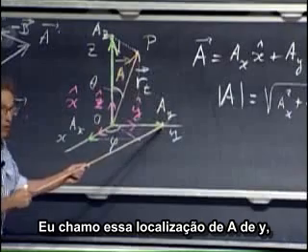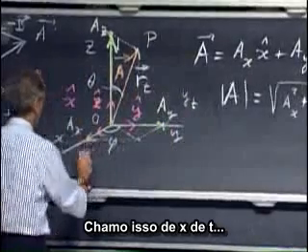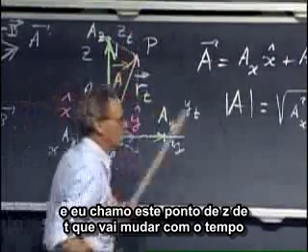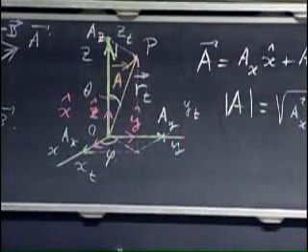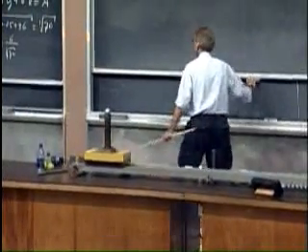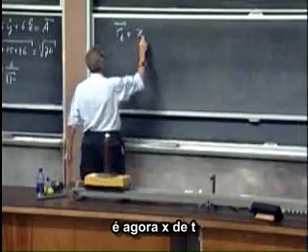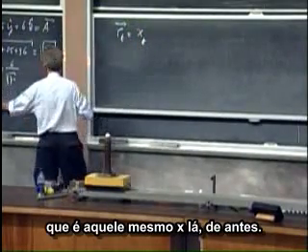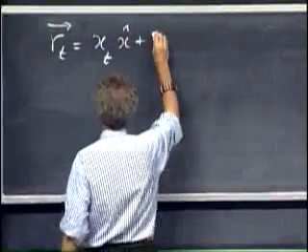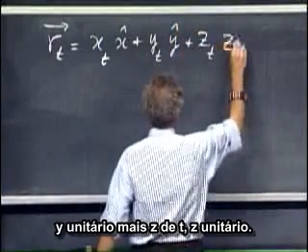I call this location Y of t. It's changing with time. I call this X of t. And I call this point Z of t, which is going to change with time, because point P is going to move. And so I'm going to write down the vector R in its most general form. R, which changes with time, is now X of t, times x roof, plus Y of t, y roof, plus Z of t, z roof.